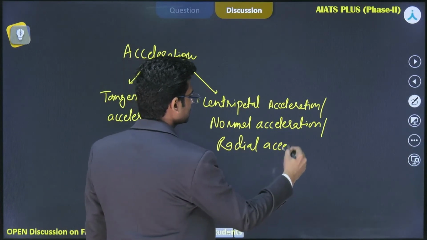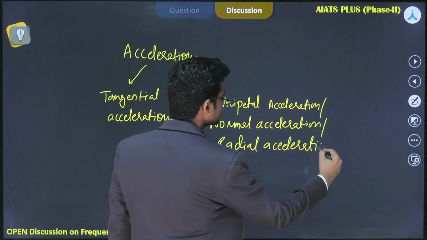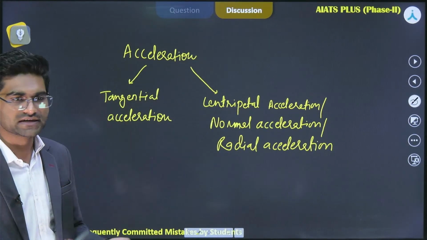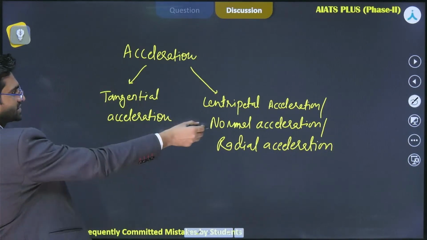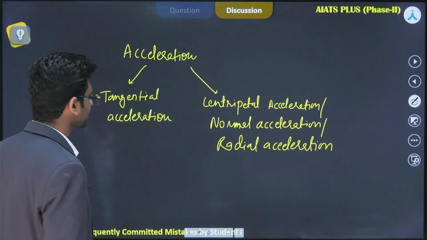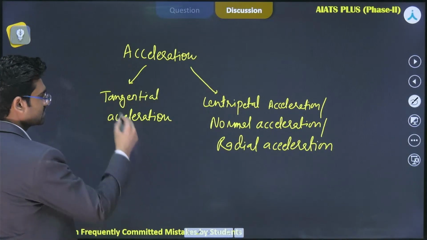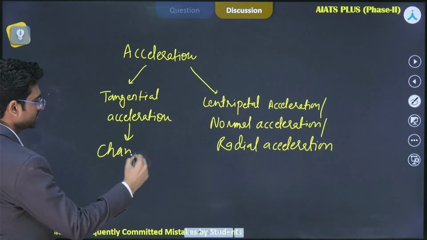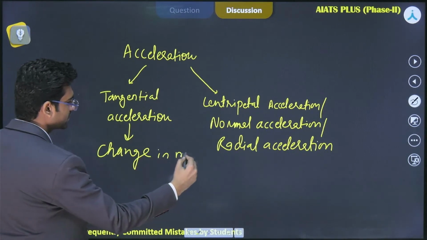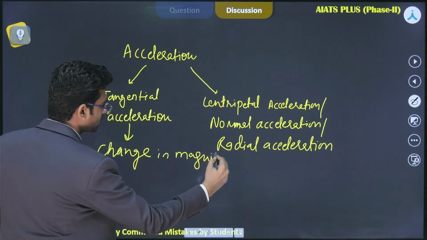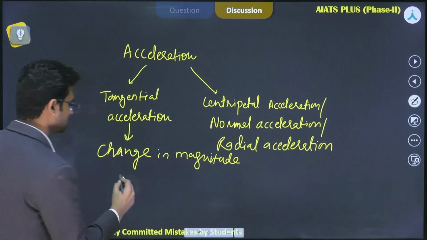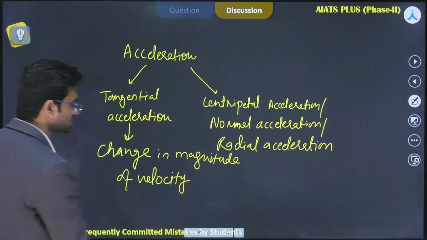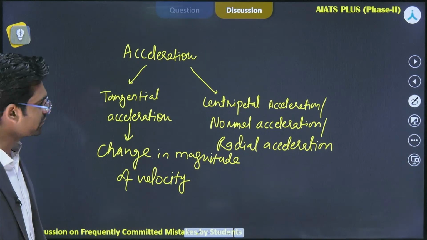What is the reason for being radial acceleration? Because it is along the radius, or radial direction. So these are two different components of acceleration. Tangential acceleration is responsible for change in speed, or change in magnitude of velocity.